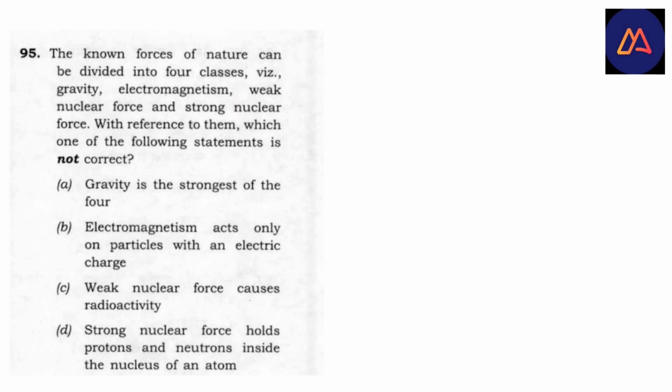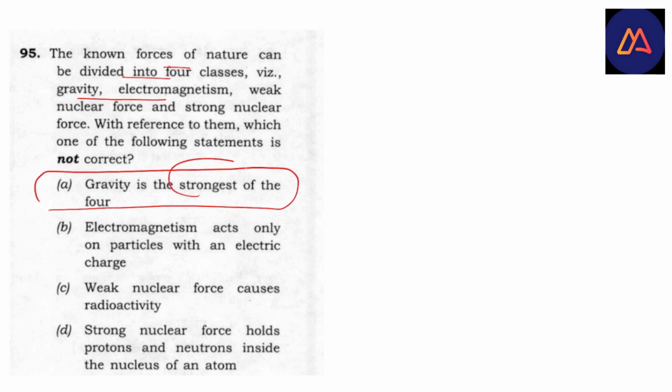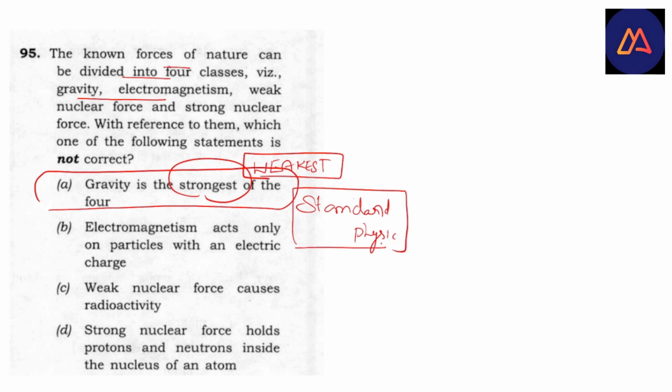D is the answer. And this is also one of the questions which in school we might have seen, which is not correct. Gravity is the strongest, and if you see, this is the weakest. Actually, gravity is one of the weakest forces in standard physics. In the standard model of physics, you have the electromagnetic force and many other nuclear forces. In that, the weakest is gravity. Actually, it is not the strongest. So A is the answer.